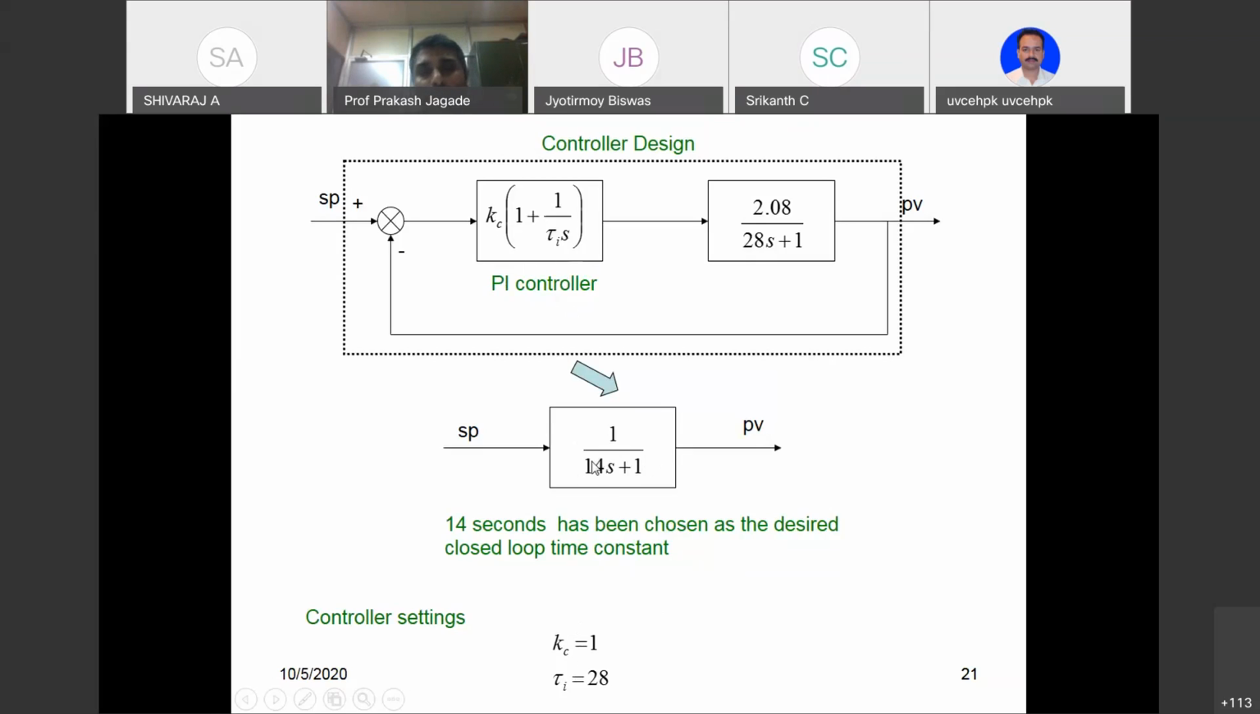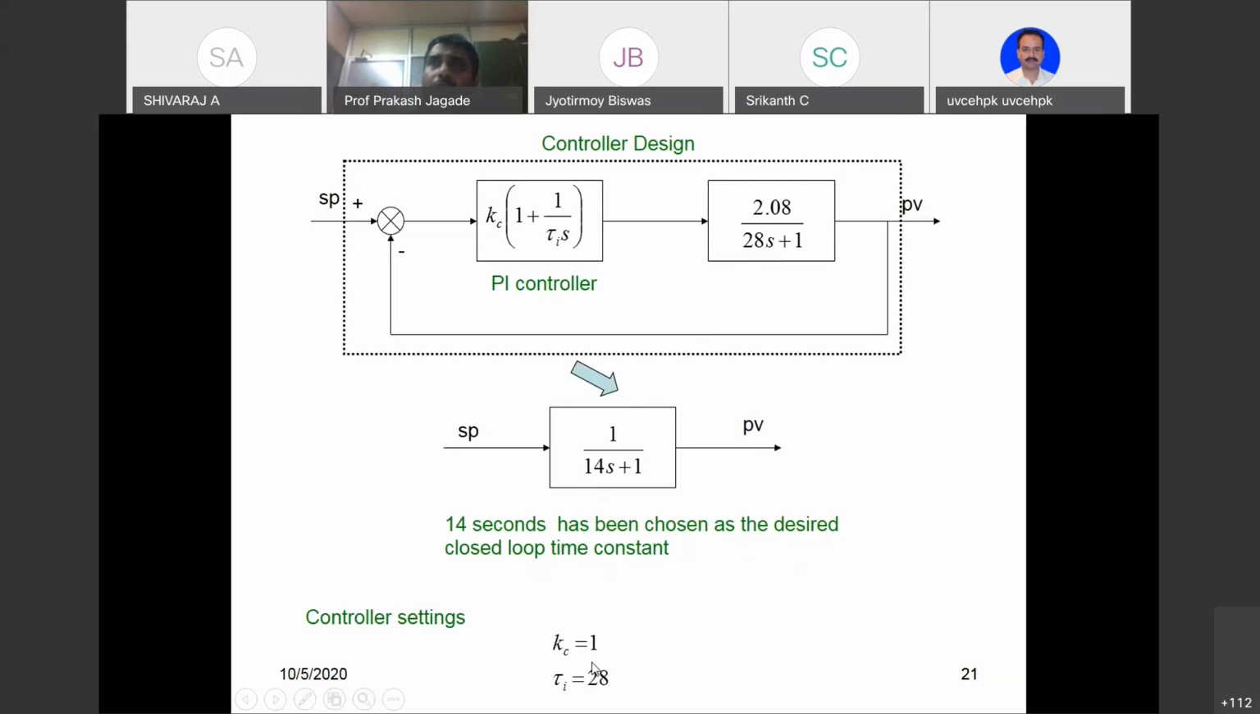Here what we want to do is reduce the time constant of the system, which is 28 seconds. We don't want that. We wanted to reduce it by half actually. Time constant of the closed loop system should be 14. So we have chosen 14 seconds as the desired closed loop time constant. And in order to get this, we have set the values of Kc and tau I as 1 and 28.